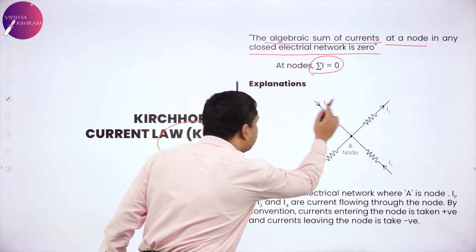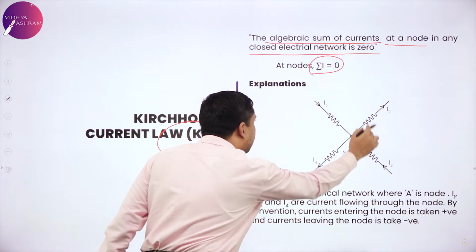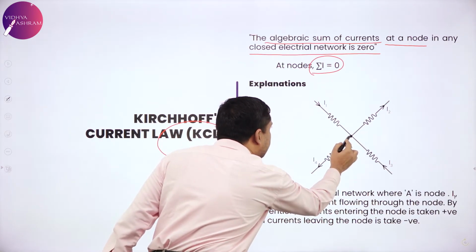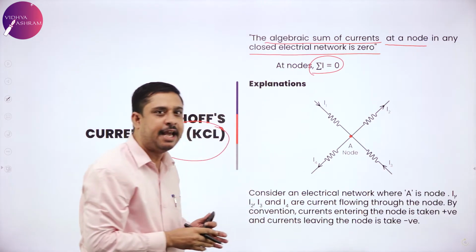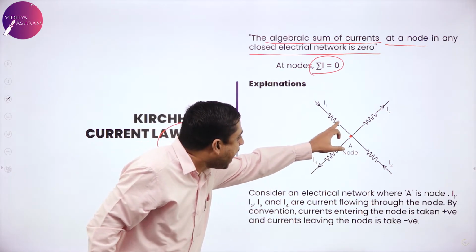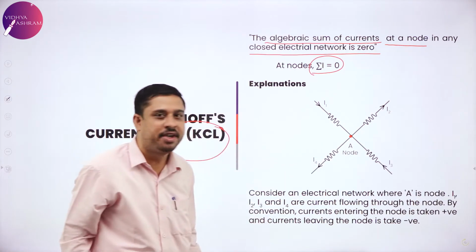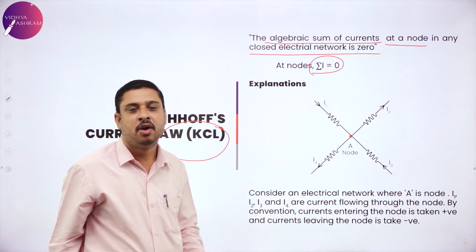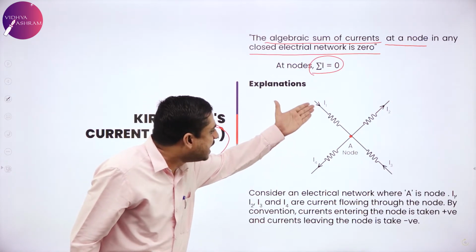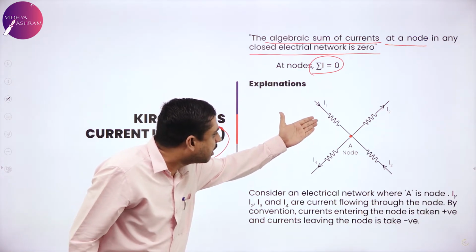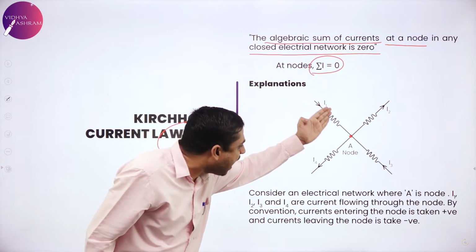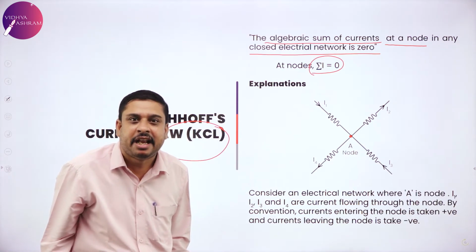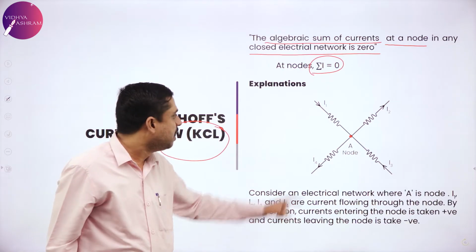I consider an electrical network where I have 4 resistors connected and A is the node. Can I call A as the node? Yes. Why? 4 resistors are connected at the same point A. Therefore, it is treated as the node.